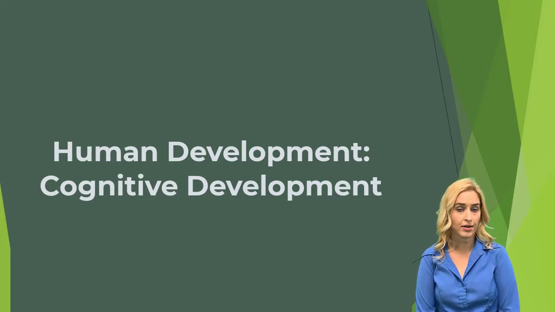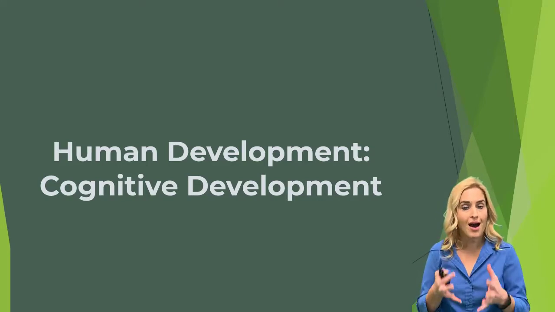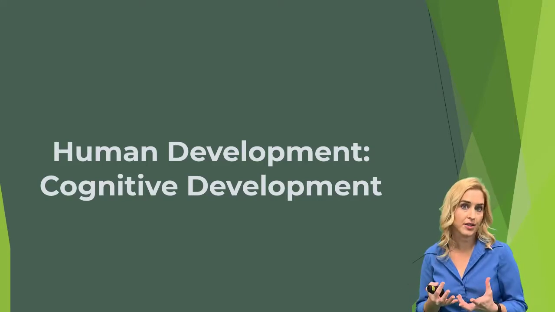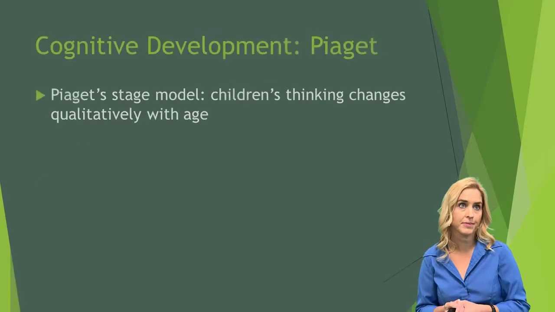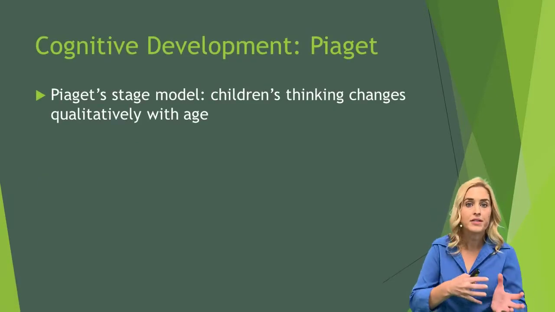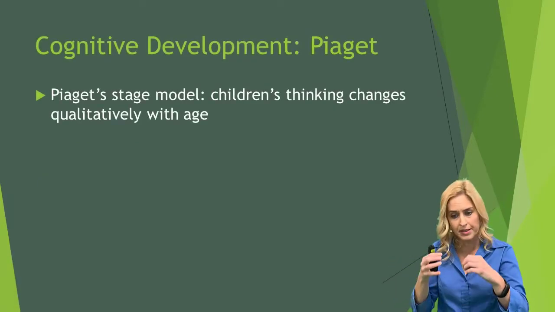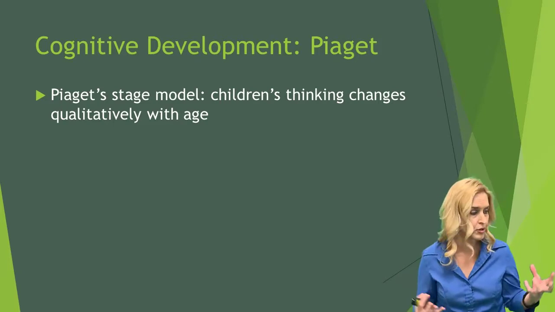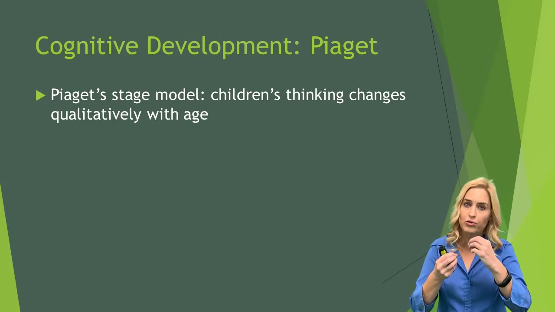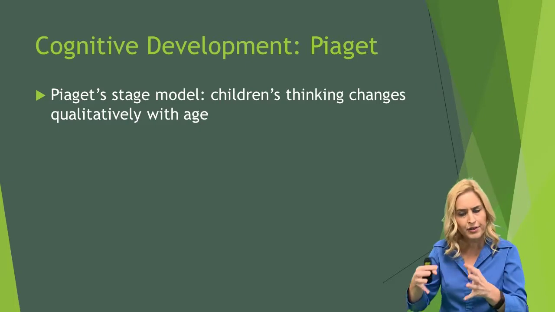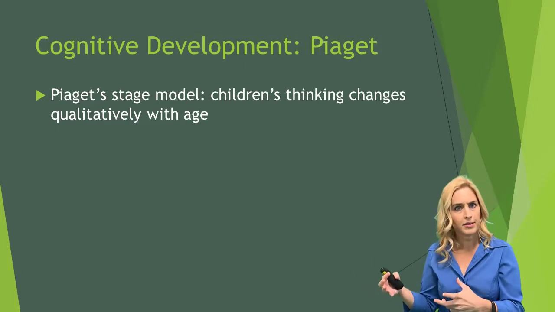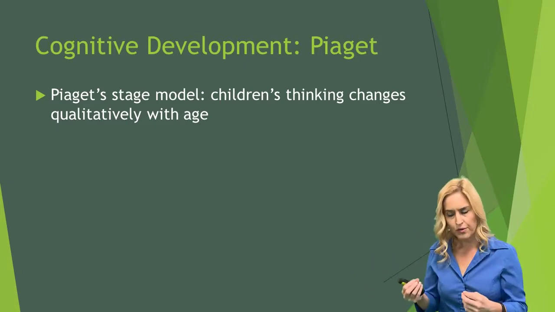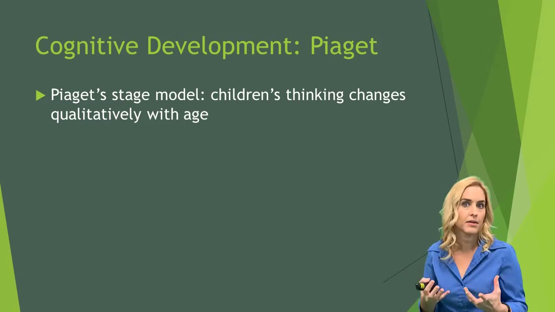I'm Dr. Jody Richardson Delgado. Today we're talking about human development, and we're going to specifically talk about cognitive development and Piaget's theories of cognitive development. So Piaget came up with a stage model of development because he noticed through his own children and observing the world around him that children think differently at different stages of their development. So he took his observations and he studied them in the laboratory.